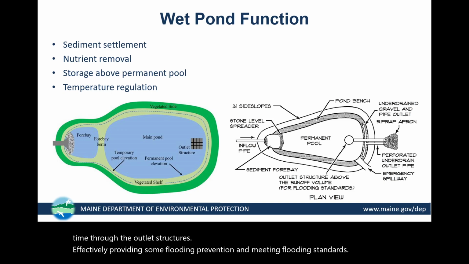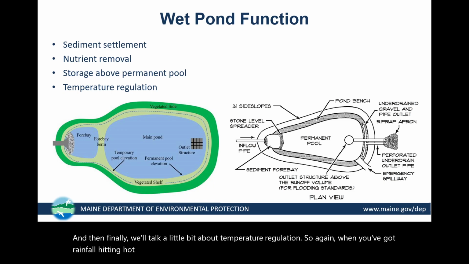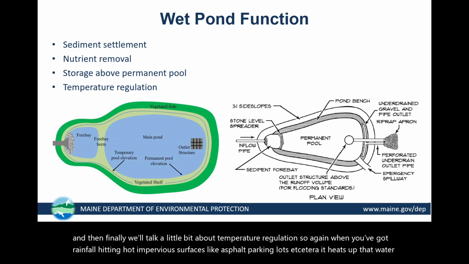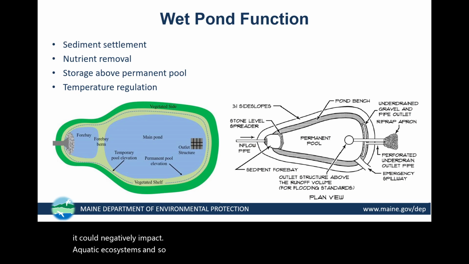And then finally, we'll talk a little bit about temperature regulation. So again, when you've got rainfall hitting hot impervious surfaces like asphalt, parking lots, etc., it heats up that water. And we don't want that warmer stormwater running off into our water bodies because it could negatively impact aquatic ecosystems. And so when that stormwater enters the wet pond, the ambient temperature of the water helps cool that stormwater.